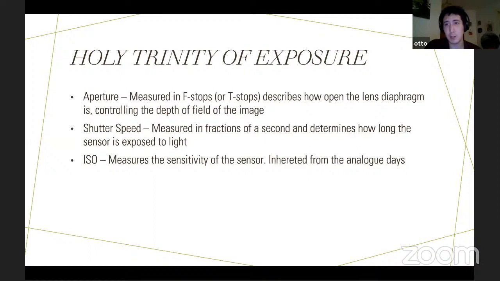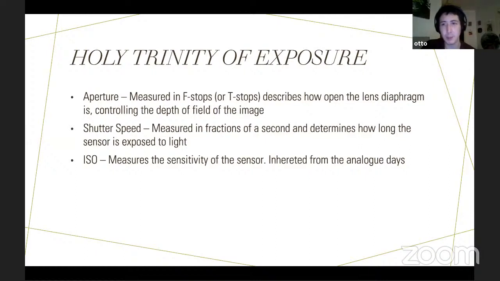The shutter speed is measured in fractions of a second, and this is determining how long your sensor is being exposed to light. So if you have a shutter speed of 1/500, the shutter will be open for 1/500th of a second. And then lastly, you have your ISO, which measures the sensitivity of the sensor.